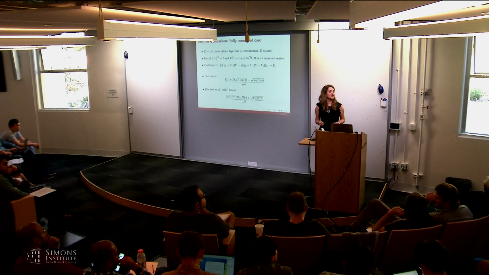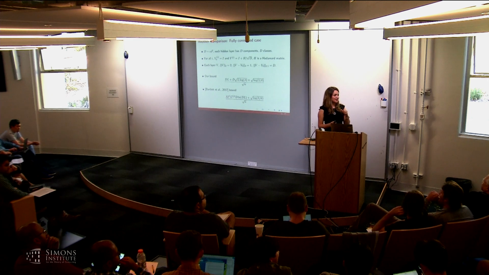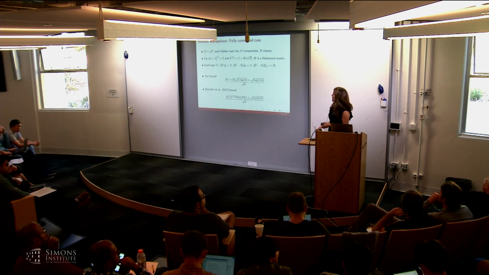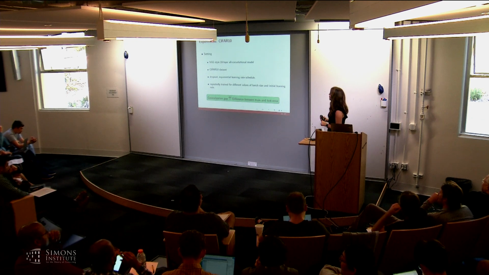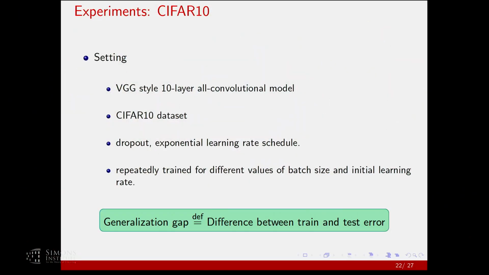Yeah, let's go over the experiments. And if there are any experiments that you were asking for and we haven't done, then we can talk about that too. Okay, so here's the setting. We have a VGG style 10-layer all convolutional model. We have a CIFAR10 data set. We are using dropout and the usual exponential learning rate schedule. What we do is that we repeatedly train the same network for different values of batch size and initial learning rate, so we have a bunch of trained networks.